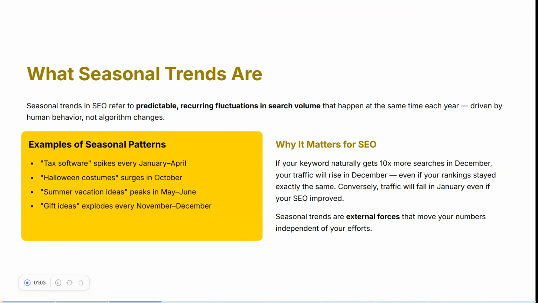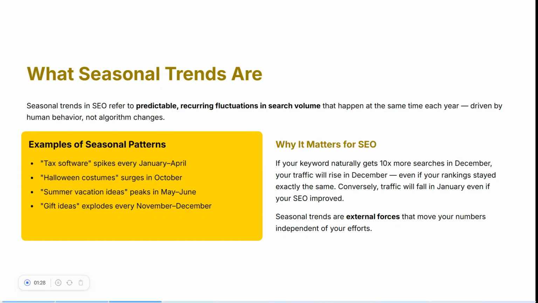Seasonal trends are predictable changes in search behavior. For example, holidays, weather changes, school calendars, industry cycles. For example, travel searches spike during holiday seasons. Fashion changes with seasons. Certain services peak at specific times. The demand itself changes, not just your SEO.